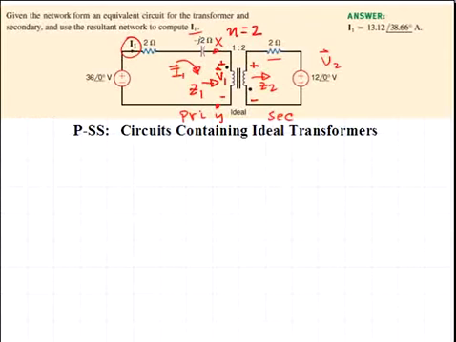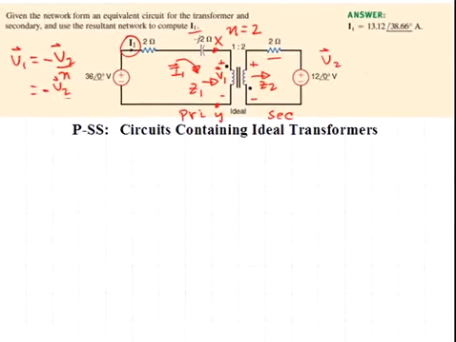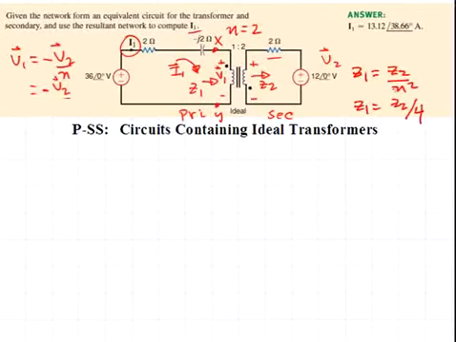So some relationships which we can write are that the voltage V1 is equal to minus the voltage V2 divided by the turns ratio, or in this case that's equal to minus V2 divided by 2. For the impedance transformation, we have that the impedance seen on the primary side is equal to the secondary impedance divided by the square of that turns ratio. In this case, Z1 is equal to Z2 divided by 4.